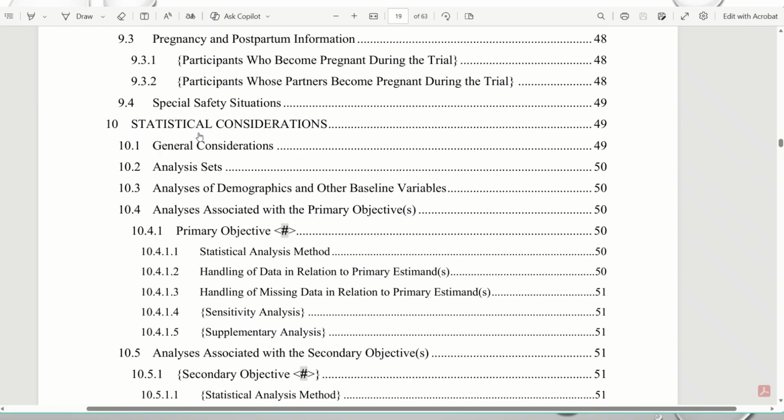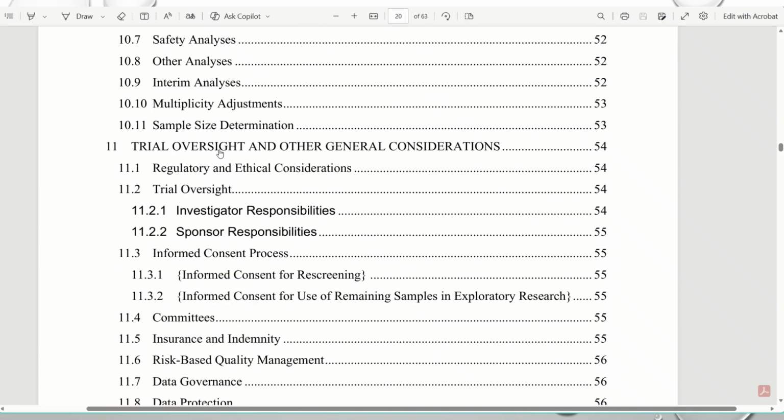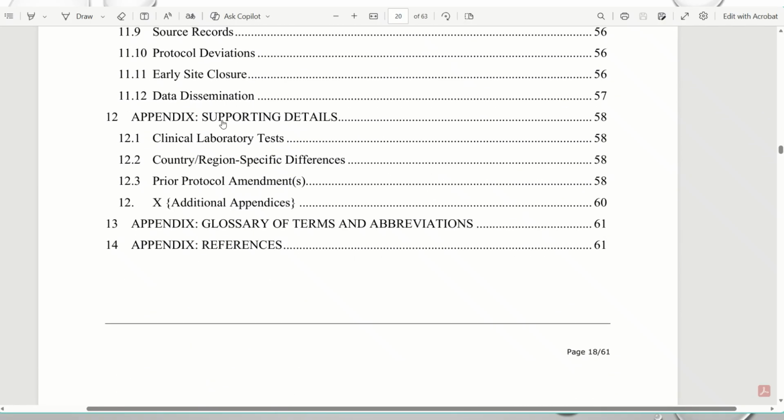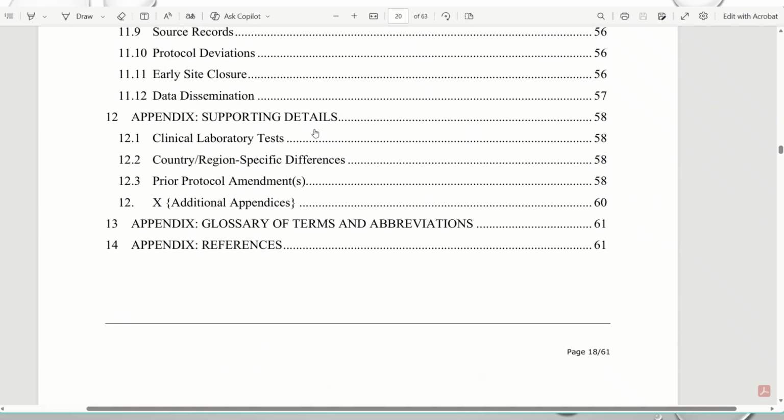Number 10 is your statistical considerations. Number 11 is your trial oversight and other general considerations. And 12 is your appendix and supporting details.